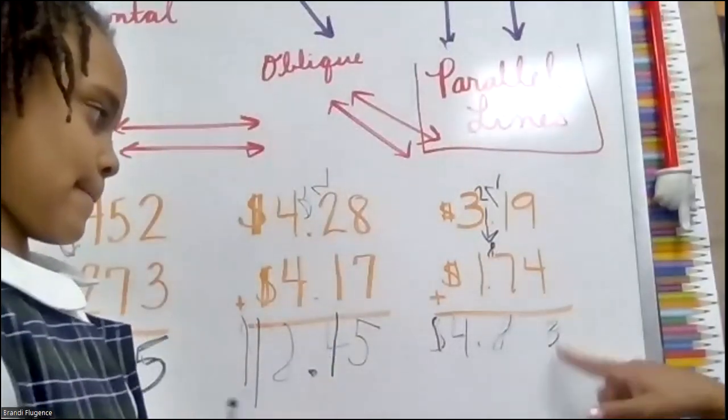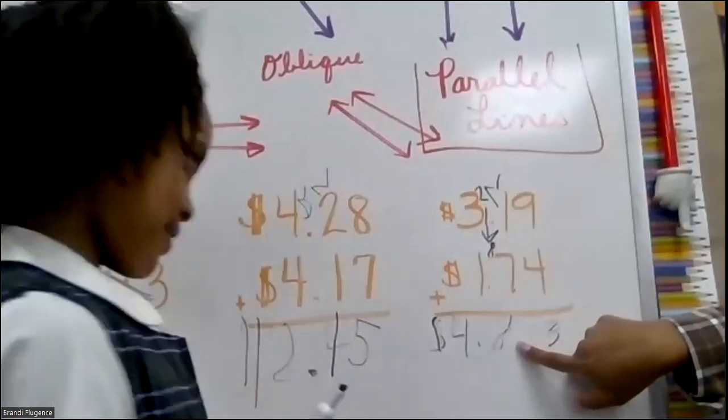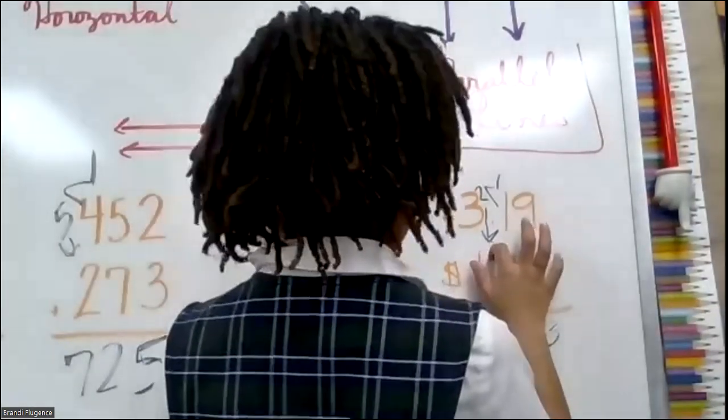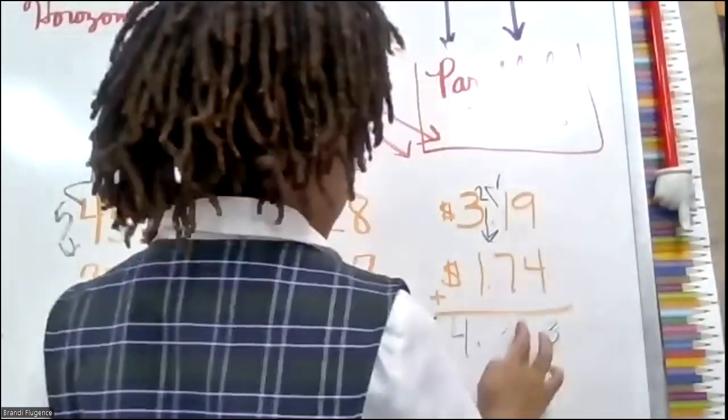Okay, so 9 plus 4 is 13. Put our 3, carry 1. 1 plus 1 is 2, 2 plus 7. It's 2 plus 7.